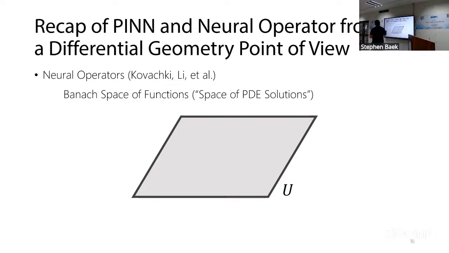Now, on the other hand, for the neural operator approach, we have a slightly different visual. We talked about the Banach space yesterday. The Banach space is a space of functions. And in the case of neural operator, instead of focusing on one particular physics phenomenon corresponding to a specific boundary condition, initial condition, and physics parameter, we're considering a larger variety of physics phenomena with varying initial conditions, boundary conditions, and physics parameters.